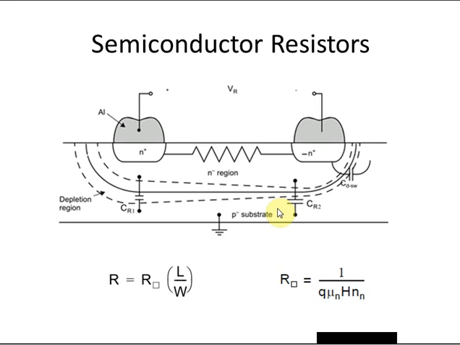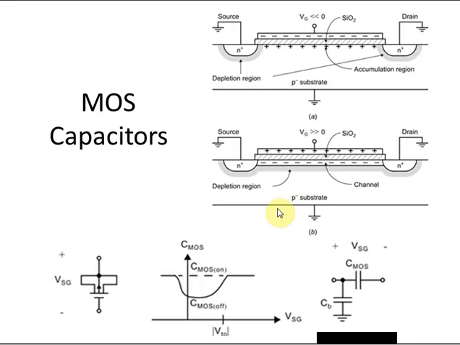Now let's turn our attention to capacitors. Okay, also very important analog building blocks. You've already seen one type of capacitor that's available to us, and that's simply a MOSFET. Shown here is an NMOS device and its various operating modes. And what you see is that depending on the operating mode, you'll get different values of capacitance.